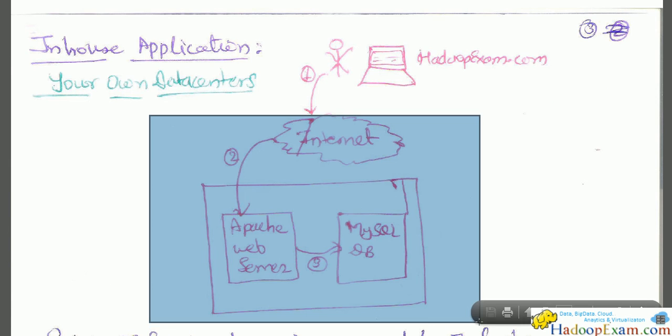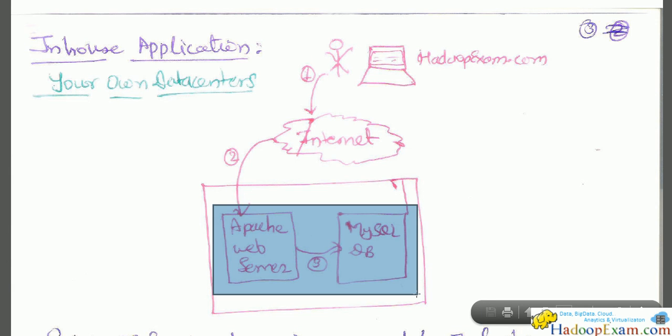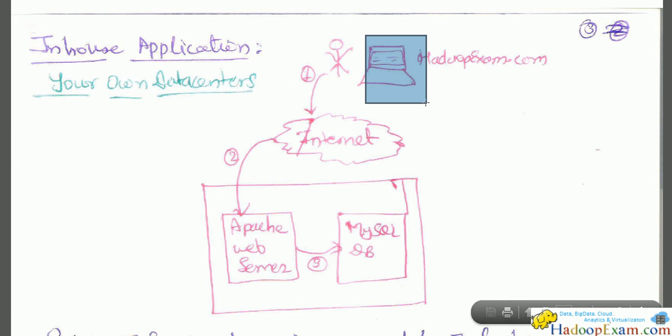Suppose something goes wrong, the power supply goes or something happens in your organization. All the services running in your office will go down because power is not available, and in this case the user cannot access your hadoopexam.com website. So this is not a good architecture. If you are going for solution architect, you can assume this is not a very good architecture. You need a good architecture.